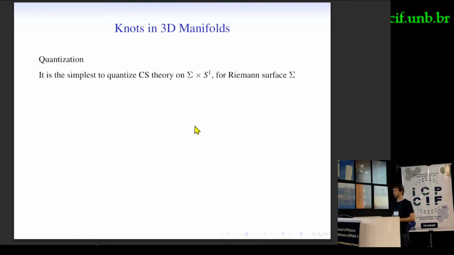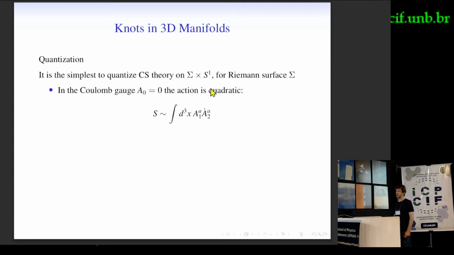So there are two-dimensional, in this case, a Riemann surface sigma times a circle. And there was actually a question yesterday how you compute knots and whether you can compute invariants in different manifolds, not only in R3, or actually what we discussed was a three-dimensional sphere. So this will be an example of such a calculation.